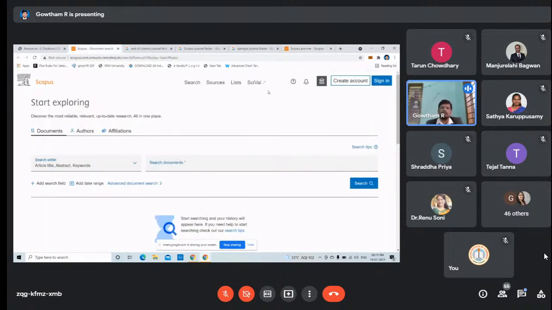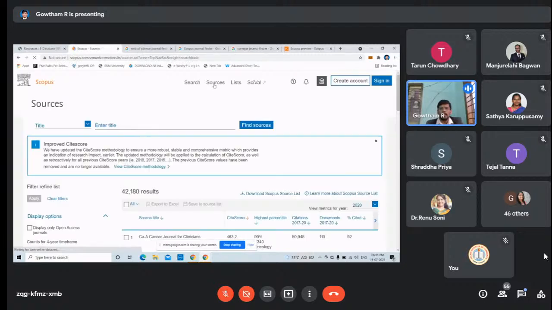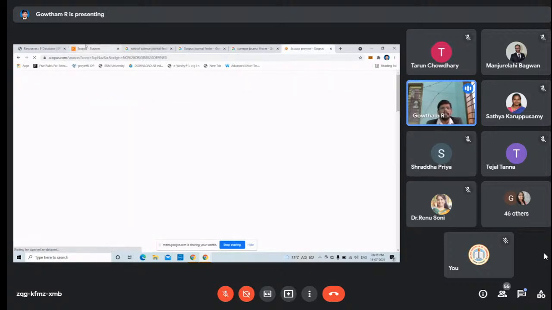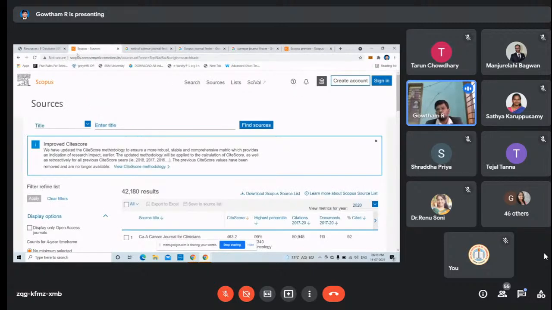So now I'm going through my institutional access and I'm going to click Sources. Even if you are on the free website, you can always click on Sources, right? Once you go to Sources, what they mean by sources is nothing but the journals list. What they refer to as source is nothing but the journals which are indexed in the database.